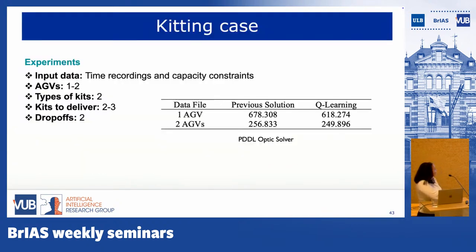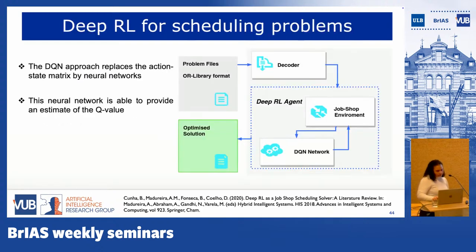The results for this so far: the previous solution was using PDDL, so the OPTIC solver was able to obtain solutions for 1 AGV and 2 AGVs. We already have solutions for 6. And here, the algorithm is also able to obtain good results. We are also analyzing how to integrate, for the cases where it's needed, the idea of deep reinforcement learning for scheduling problems using this DQN approach.